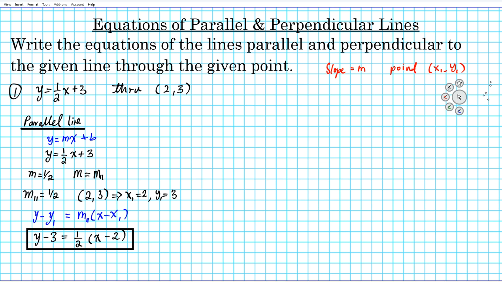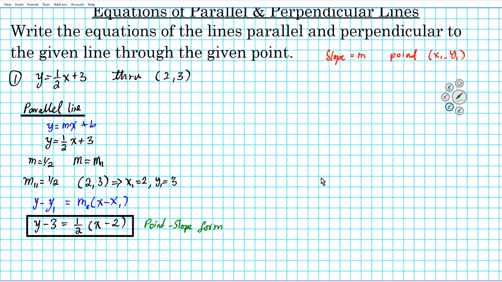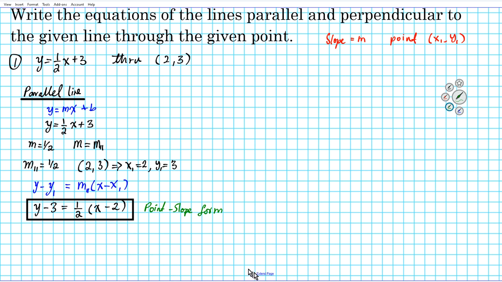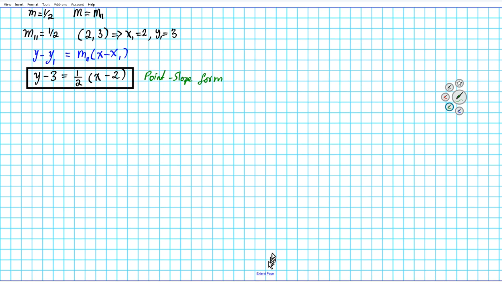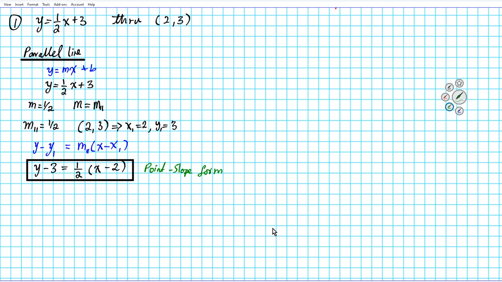And then we're also going to write the slope-intercept form. So this is the point slope form. To get the slope-intercept form, we're just going to simplify this, get y by itself, and then we'll be done. All right, so let's do it. To get the slope-intercept form, let's rewrite the equation. We have y minus 3 is equal to 1/2 times (x minus 2).